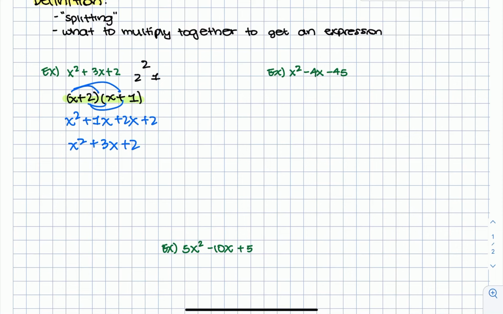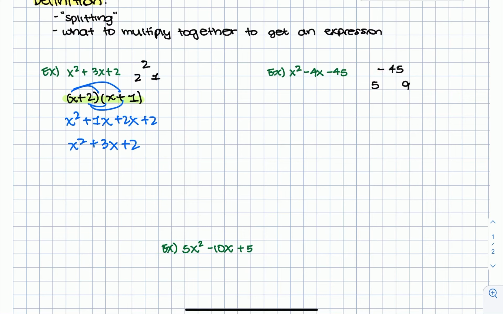Now you have a number like negative 45. That's still a huge number, but all you have to do is find factors of 45. We know that 5 times 9 is equal to 45. So let's forget about this negative 45 for a second. If we're just thinking about 45, 5 times 9 is 45.